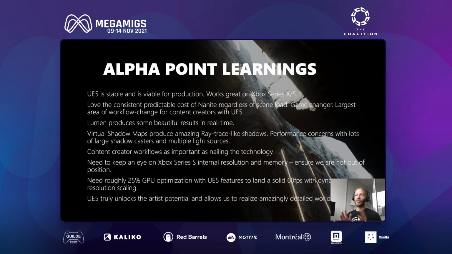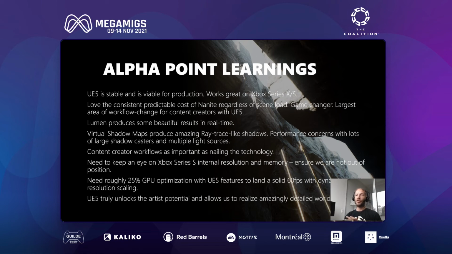So Alpha Point learnings. UE5 is stable and viable for production, works great on Xbox Series X and S. We love Nanite and the predictable cost of it and just the ability to churn through a crazy amount of triangles. It is a large area of workflow change for content creators with UE5, probably the largest. So we're still just kind of getting our heads wrapped around that. Lumen produces beautiful results in real time and really is fantastic. It's all just about managing the quality settings with Lumen to keep performance in check.